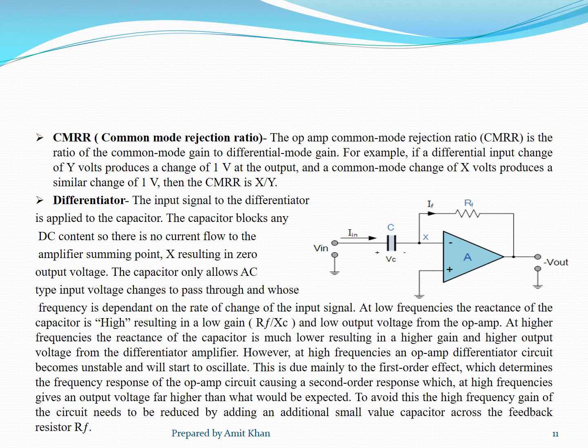However, at high frequencies of an op-amp, differentiator circuit becomes unstable and will start to oscillate. So, to avoid this, the high frequency gain of the circuit needs to be reduced by adding an additional small value capacitor across the feedback resistor RF.